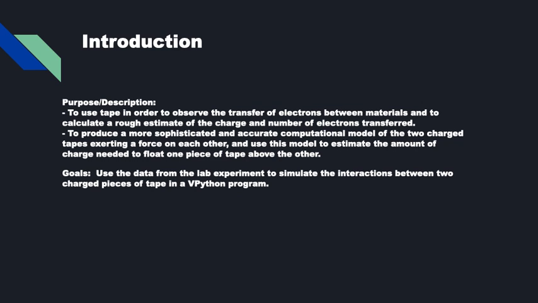So for the introduction, the purpose and description of the lab was to use tape in order to observe the transfer of electrons between materials, to calculate a rough estimate of the charge and number of electrons transferred, to produce a more sophisticated and accurate computational model of the two charged tapes exerting a force on each other, and then to use this model to estimate the amount of charge needed to float one piece of tape above the other. And the goal of this lab was to use the data from the lab experiment to simulate the interactions between two charged pieces of tape in a VPython program.